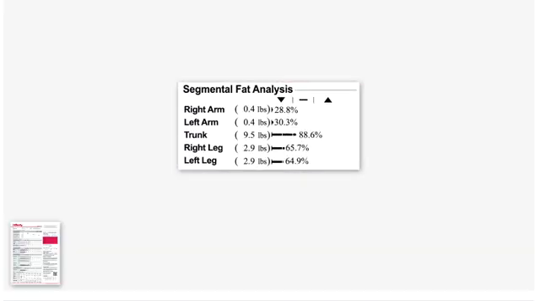The segmental fat analysis section allows the client to see how fat is distributed across the 5 body segments. This can be used to help the client understand where they tend to store fat and to track progress as they improve their fat composition, much like this athlete has accomplished with their training program.